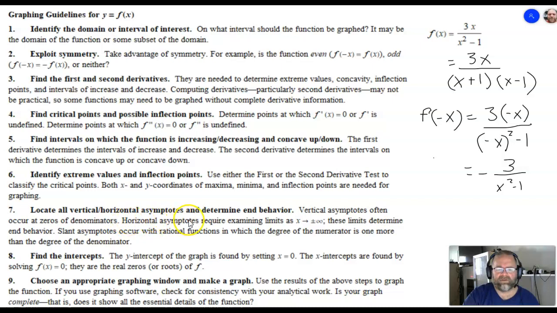And then the vertical and horizontal asymptotes, that's one that I wanted to do on this one. So we're going to have vertical asymptotes at -1 and +1. And we're going to have a horizontal asymptote at 0. And the way we can do that is, if you remember, when the exponent on the bottom, which is 2, is larger than the exponent on the top, which is 1, then we have a horizontal asymptote at y is equal to 0. That's the x-axis.